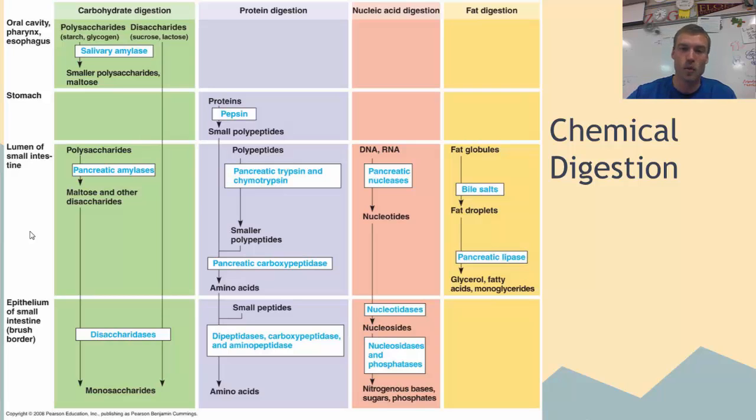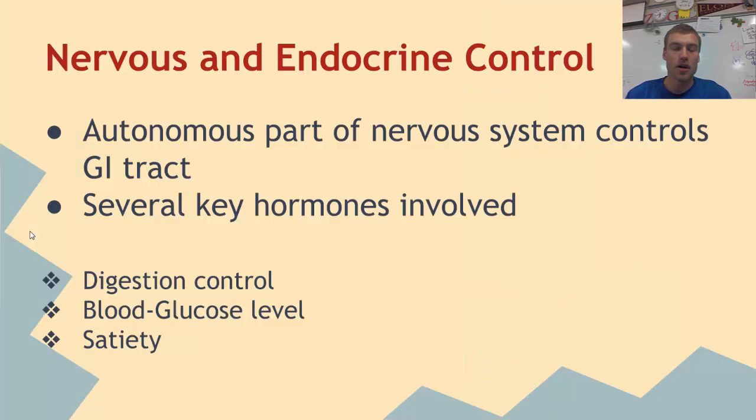And then right along the brush border, you've got some breaking down of a couple other things as well. So the digestion is controlled by both the nervous and the endocrine systems. There's an autonomic part of the nervous system that helps control the GI tract, which is good because you don't want to have to think about all those different parts. And there are also several key hormones involved.